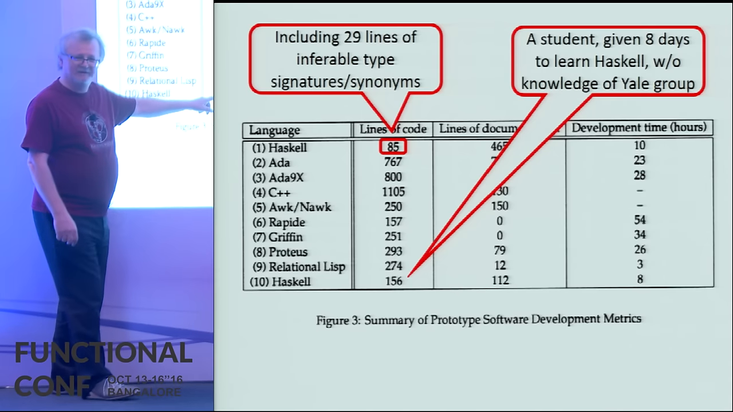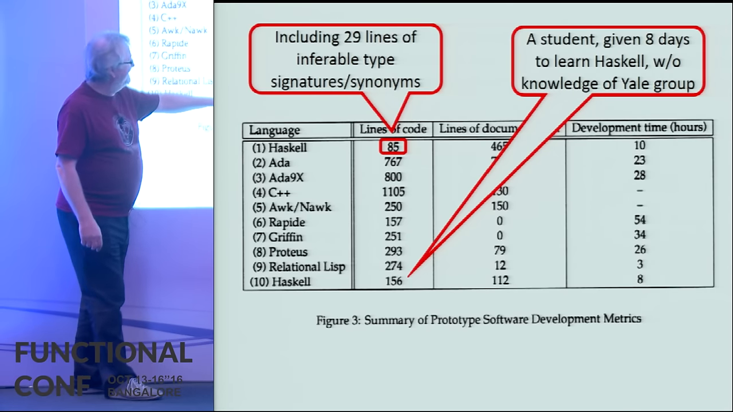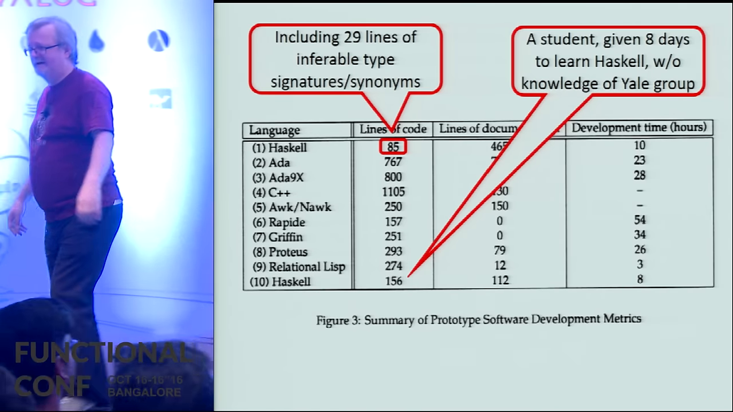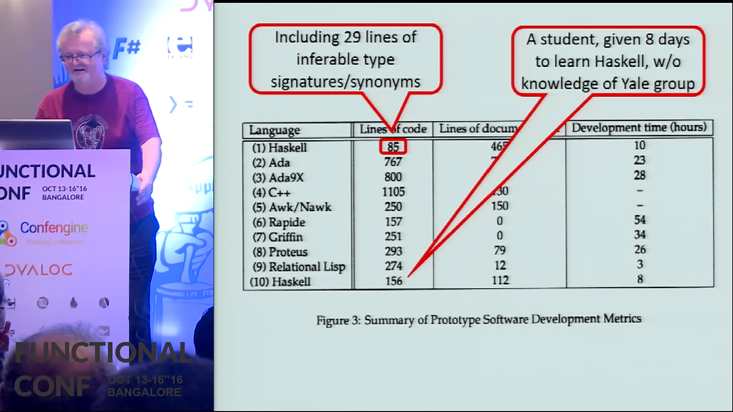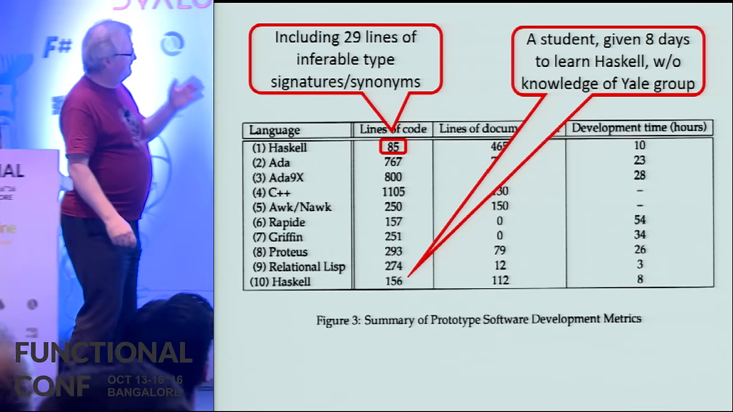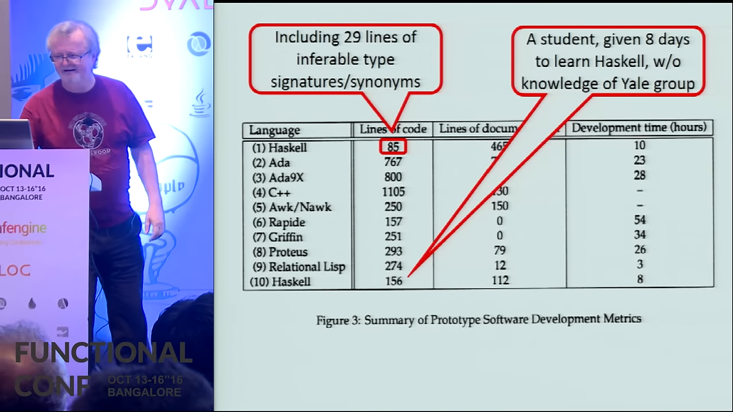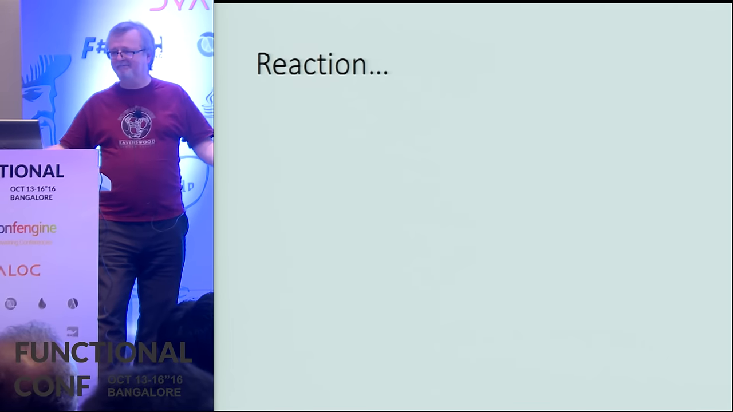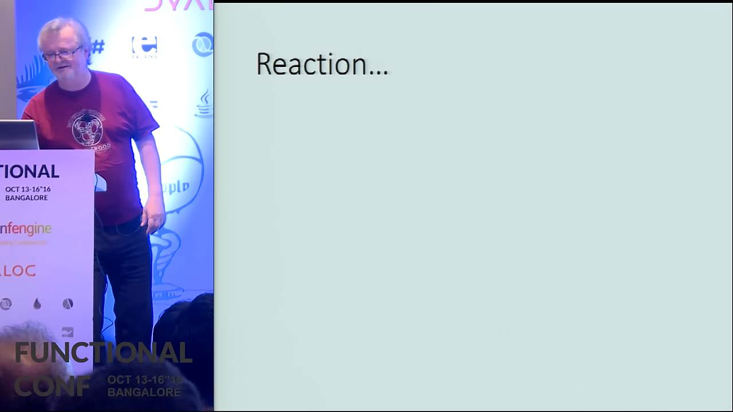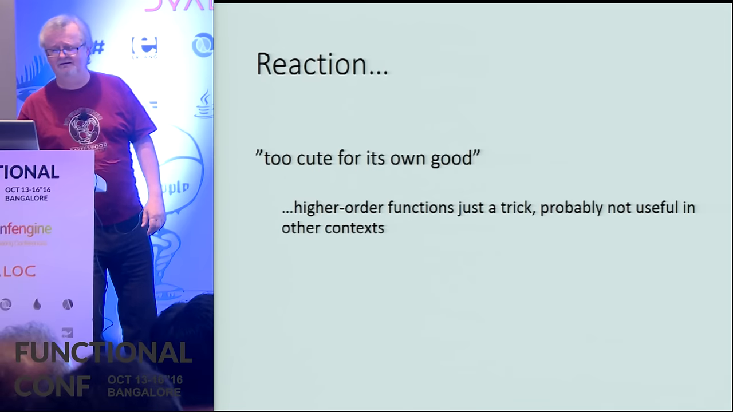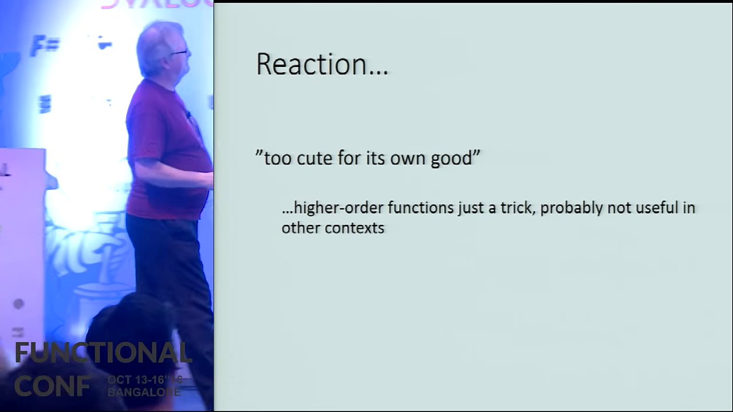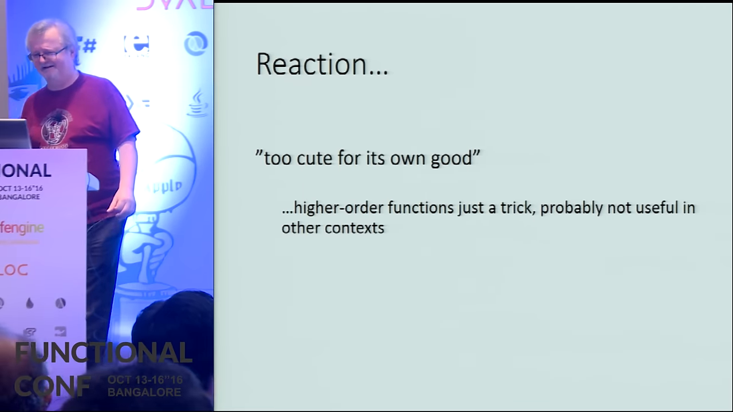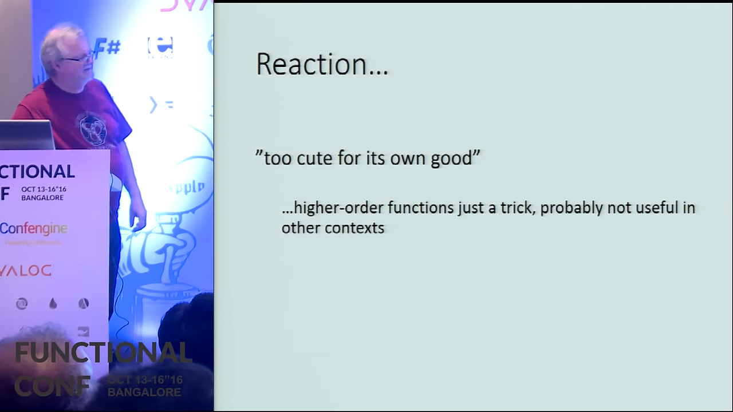The second smallest solution. How about that? It's almost twice as large as Mark's. Well, he'd only had 8 days to learn Haskell, but it was the second best solution. So you would have thought, at this point, DARPA would say, wow, Haskell is clearly the best prototyping language. But they didn't. They said, it's too cute for its own good. Higher order functions are just a trick, probably not useful in other contexts. Oh well, so much for that.